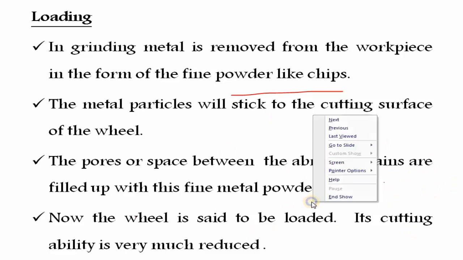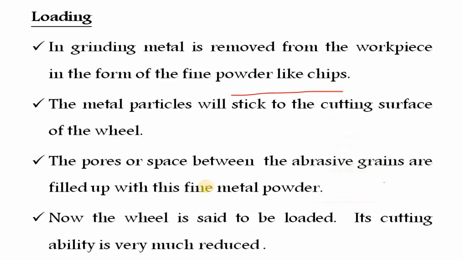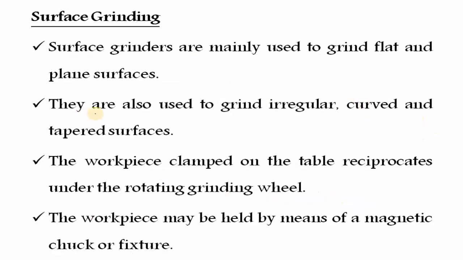The porous spaces between the abrasive grains are filled up with fine metal powder. Now the wheel is said to be loaded. Its cutting ability is automatically reduced, similar to glazing, and the finish is not satisfactory. So you have to immediately remove the surface layer.